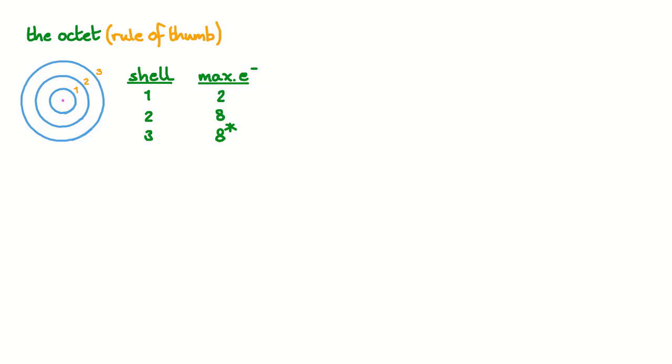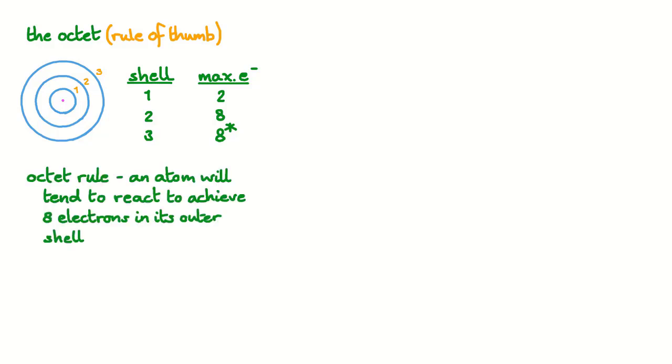However, those last 10 slots only get filled when atoms get bigger, so sometimes we say that the third electron shell contains only 8. This is useful because it helps us formulate the octet rule, which tells us that an atom will tend to react to achieve 8 electrons in its outer shell. And the final electron configuration will tend to mirror that of a noble gas.